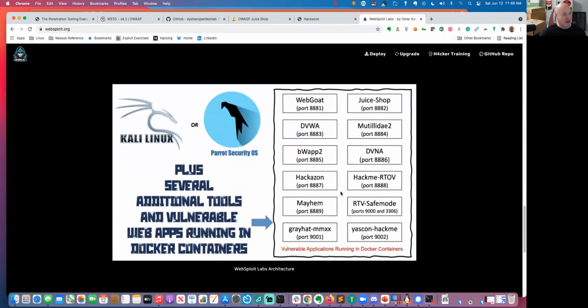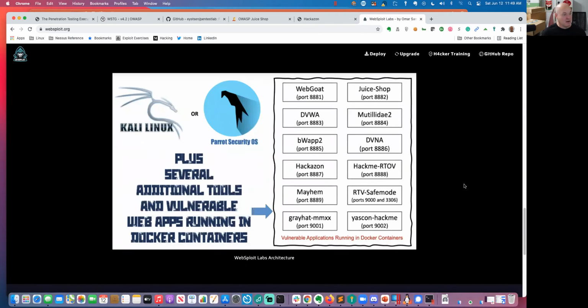Here are the apps that they've got running on there. This one, I think, is custom that they wrote. So like Mayhem, Gray Hat, Hack Me. This is like Red Team Village for the Red Team Village. So these are some things that they actually have hackers on there. Like I showed you, they've got that on there, but also the Gray Hat, Mayhem, RTV Safe Mode.